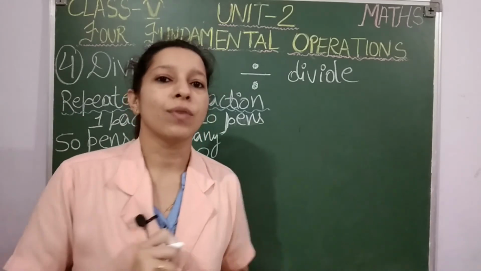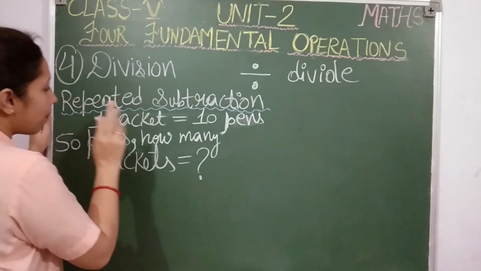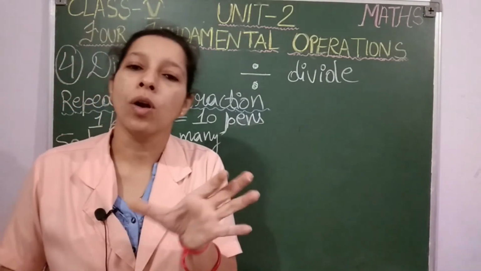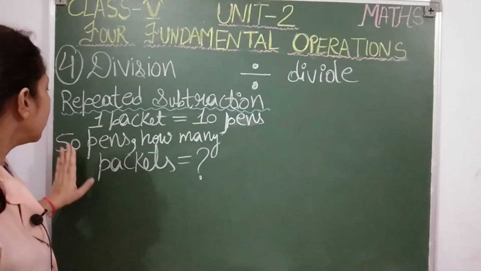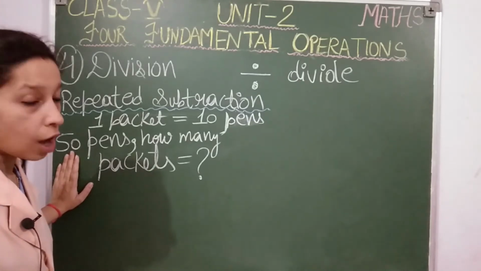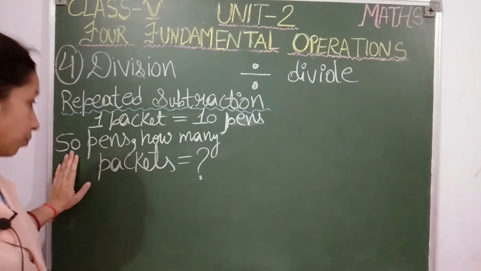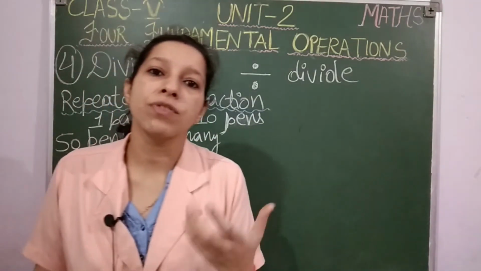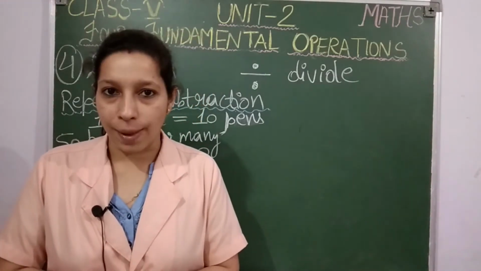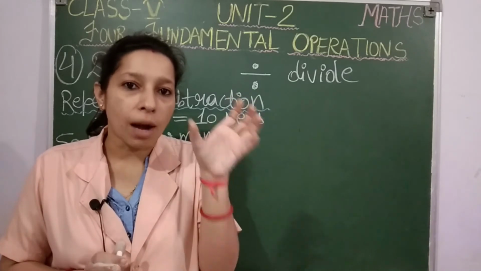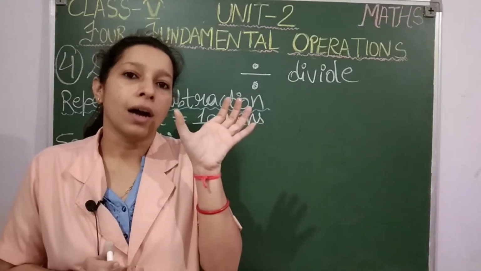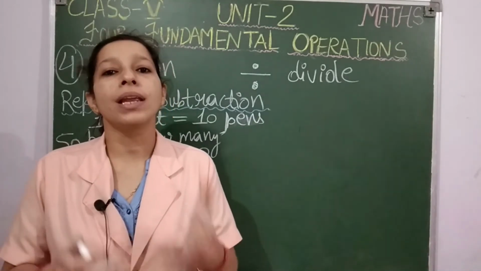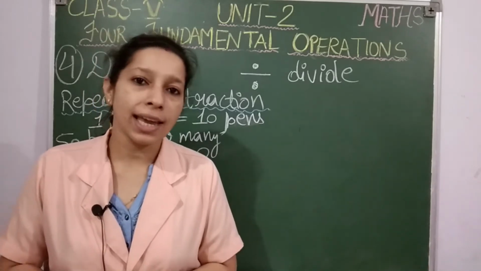I will explain again with one example, students. Suppose there is a packet of pens. One packet can hold 10 pens. Then we have 50 pens. How many pens do we have, students? 50 pens. But we don't know how many packets are required to store those 50 pens. But this information is with us, that the capacity of that packet, the quantity that packet can hold, is only 10 pens. So for 50 pens, how many packets should we have so that we can easily keep them?